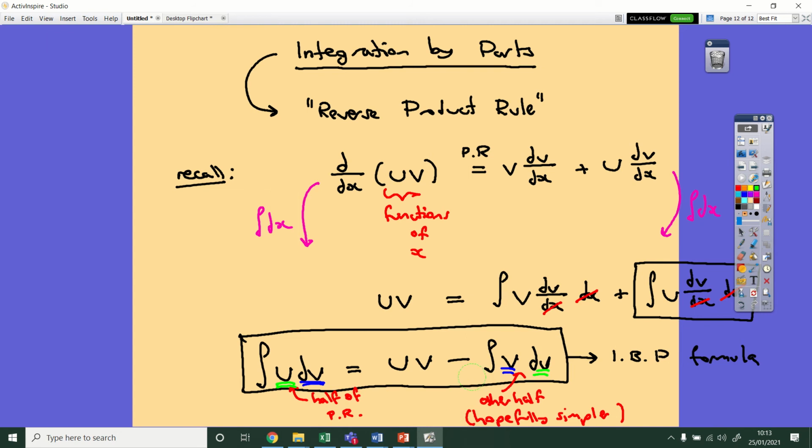Okay. Now I think best thing to do is probably see an example so you can see how this all works, but it's worth you writing down that formula so that you can use it, and I believe it's also in the formula book as well.